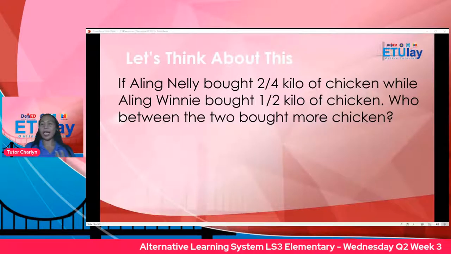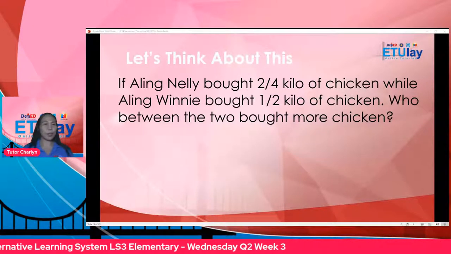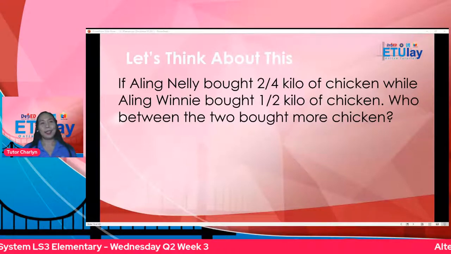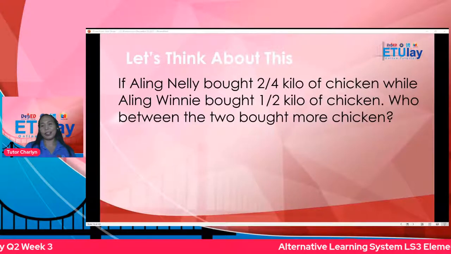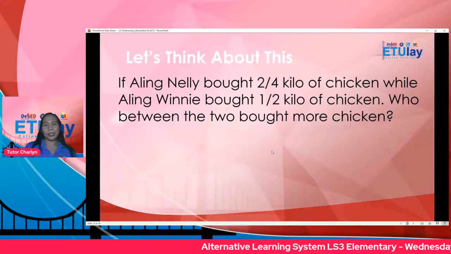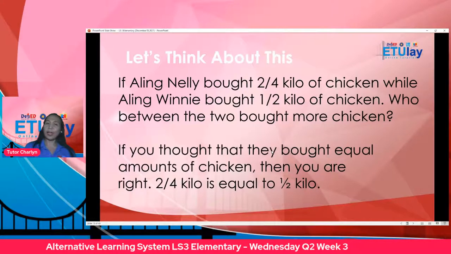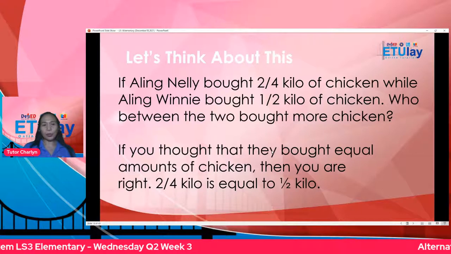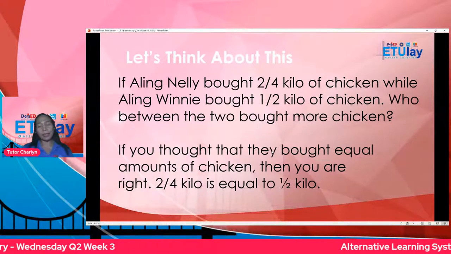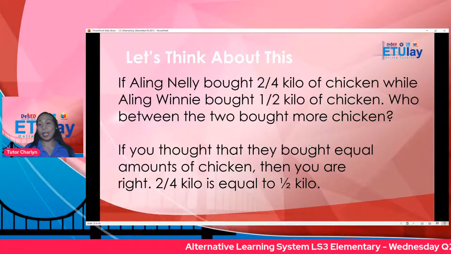Yung isa si Aling Nelly, yung isa si Aling Winnie. Okay, yung iba humahabol pa yung sagot kanina. Ano kaya sa palagay nyo? If you thought that they bought equal amount of chicken, then you are right. Equal. 2/4 is equal to 1/2 kilo. Paano kaya nangyari yun? Na same lang sila.